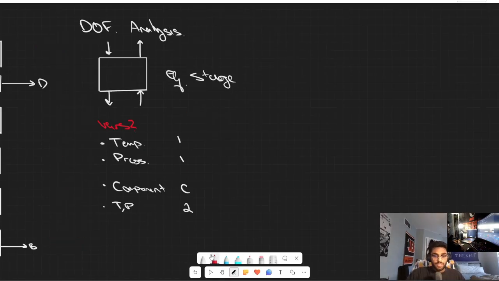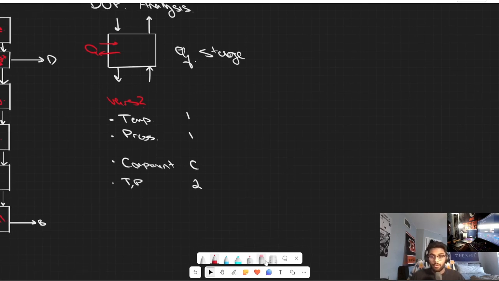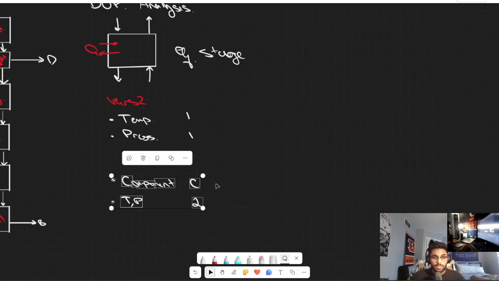Something else that you have to consider when you're looking at the stage-wise analysis for your variables is your heat flow in and out of your stage. Depending on if your stage is insulated or if it's able to freely interact with the surroundings, you will have some sort of heat flow present within your stage. So that is also something that you can put in your stage-wise variables. So this heat flow, I'll just say heat, will also add another variable.